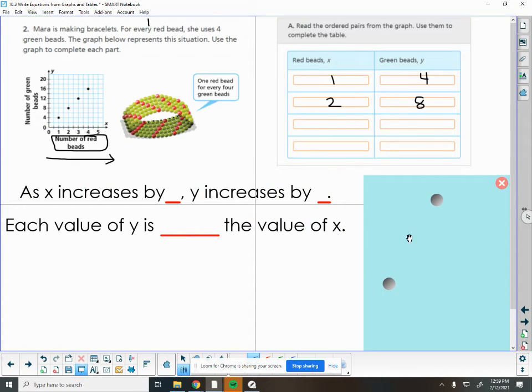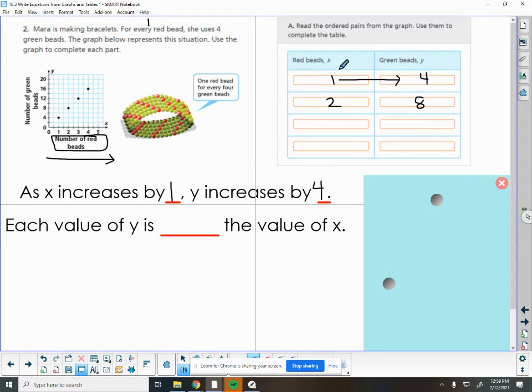Our next part asks us to notice patterns that we see. Every time X increases, I notice, right, every time we're using 1 red bead, Y is increasing by how much? Y is increasing by 4, 8, 12, 16. And X is only jumping up 1, 2, 3, 4. So each value of Y is blank the value of X. This first one asked us, how do X and Y grow? Now it asks, how do we get from X to Y?